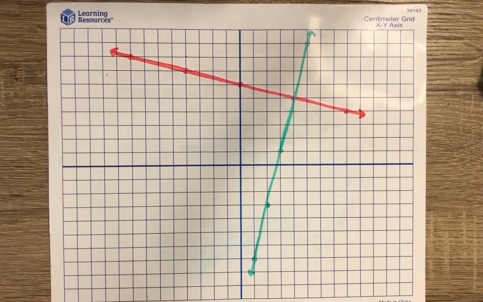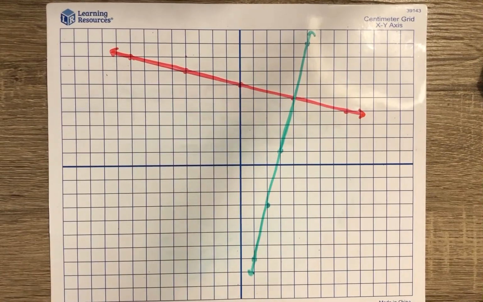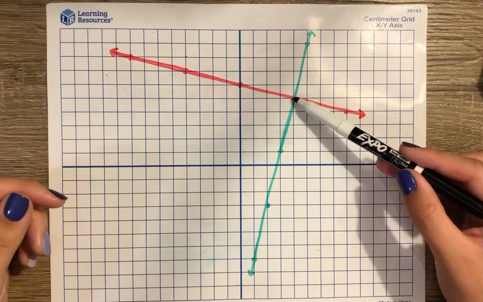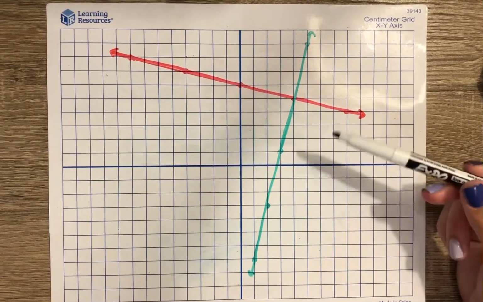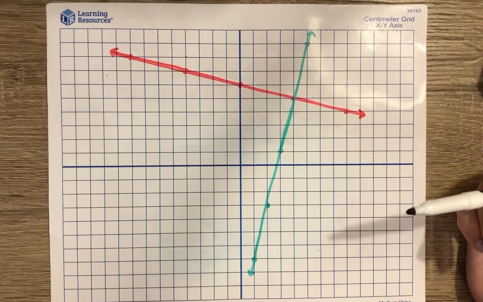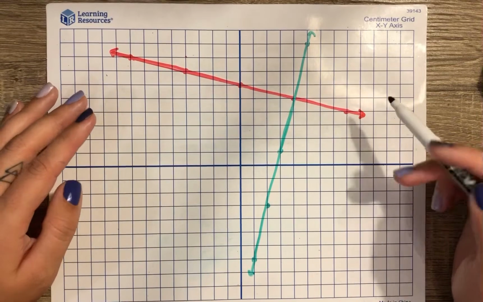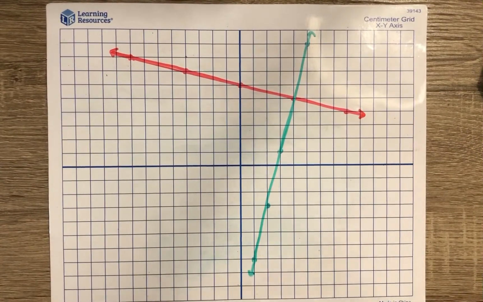Here on the graph we have two lines, the red line and the green line. First I'm going to go over how to find the slope of each line, because we're looking at what the relationship is. Yes, I see that they intersect at this point, but just from seeing an intersection doesn't necessarily mean they're perpendicular. I know for sure they are not parallel because they do intersect, but I need to do a little more investigation to determine if they are perpendicular lines.